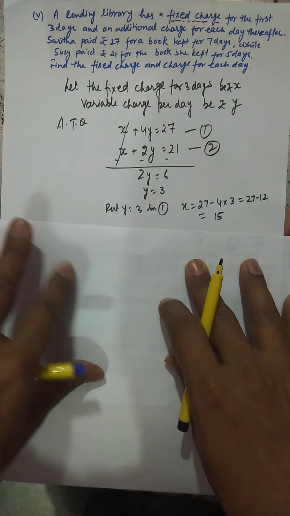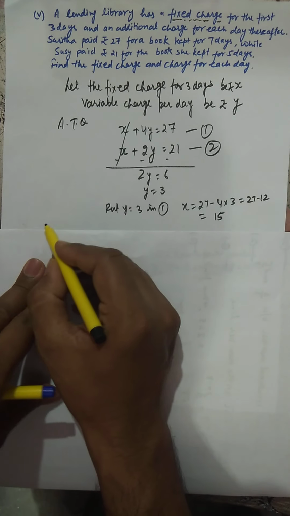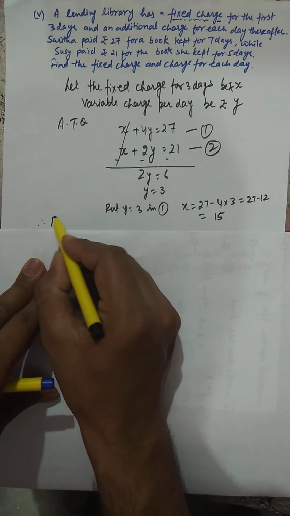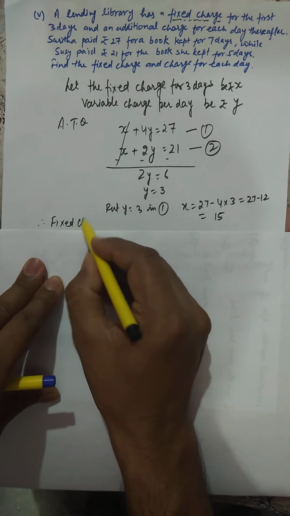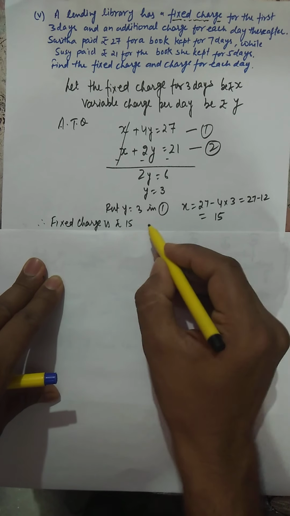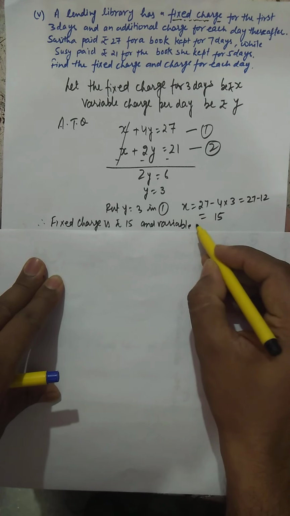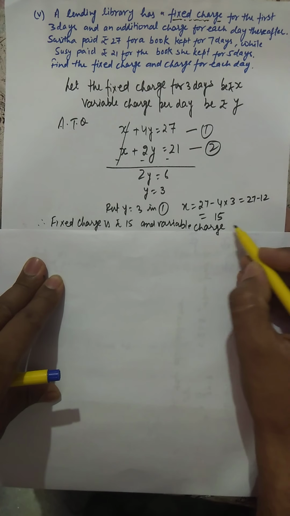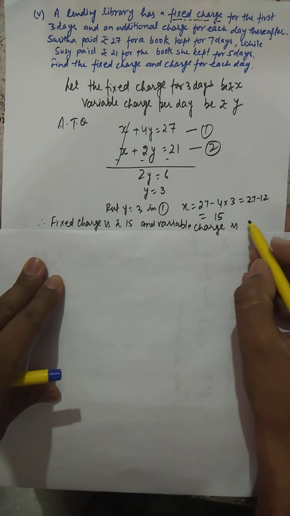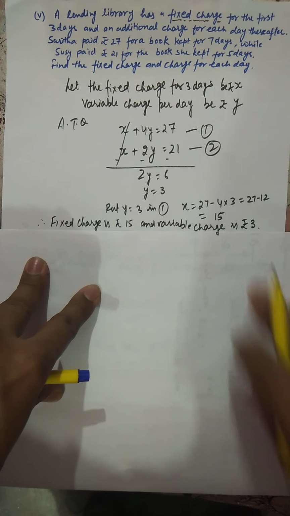So finally you can write this statement. I am also telling you how to write this statement. Therefore the fixed charge is rupees 15 and the variable charge is rupees 3. This has to be written at the end of every question.